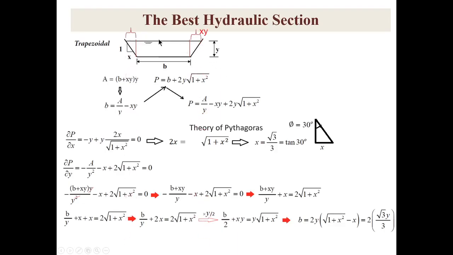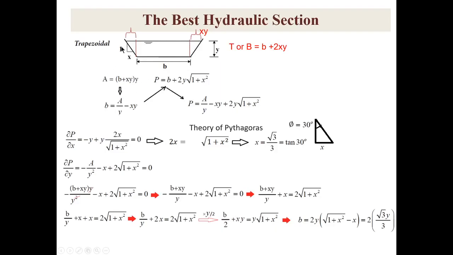As you see here, the top width, which we sometimes show with T or with B, equals the bottom width b plus 2 times xy, where x is the side slope, and y denotes the depth of the water, which is our unknown. And with respect to the shape of the canal, y should be optimized.